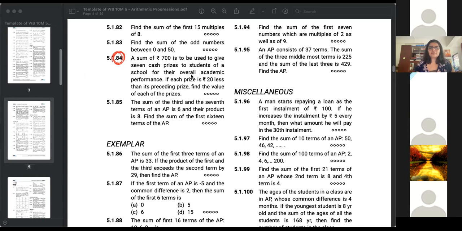So depending on whether you take D as either 20 or minus 20, you'll get either the lowest value or the highest value. So the prizes range from 40 all the way to 160. Okay, so you have 40, 60, 80, then 100, 120, 140, 160. So these are the 7 prizes. Add them up, you should get 700.